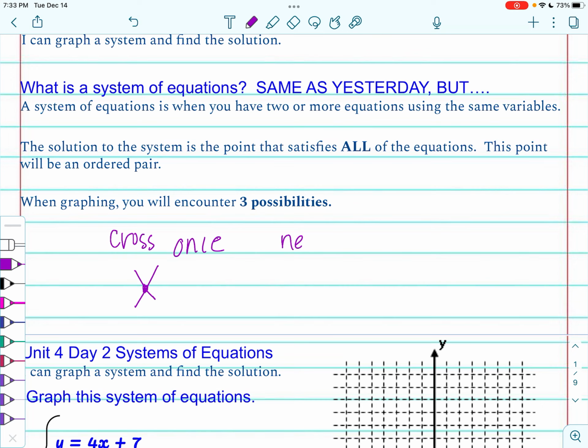They never cross, and we call those parallel lines. That looks like this. And then they always cross, or in all places, and we have a special word for that. That's when two lines literally are the same line and they lie directly on top of each other and they share all the points in common.